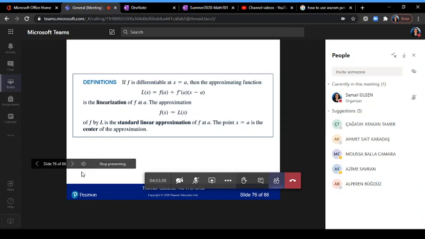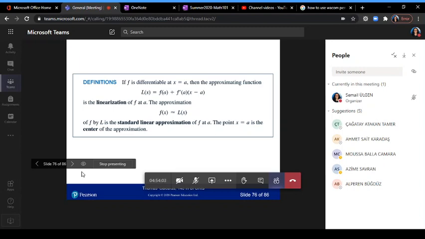Then we have linearization. The function that we deal with, f, is differentiable at x equals a. Then we have this linearization function L(x). L(x) is f(a) plus f prime(a) times (x minus a). Okay, where does it come from? Actually, this comes from the tangent line equation.